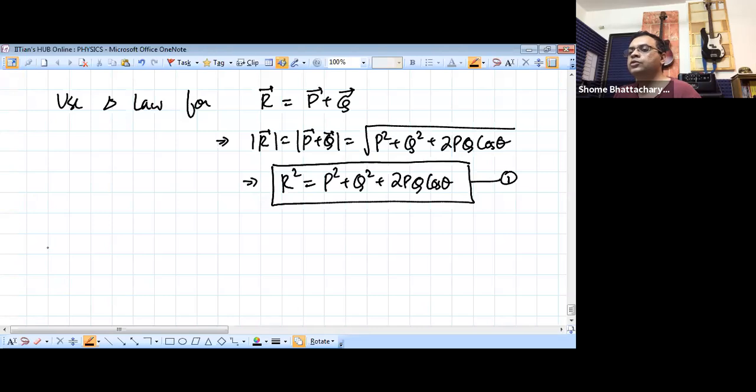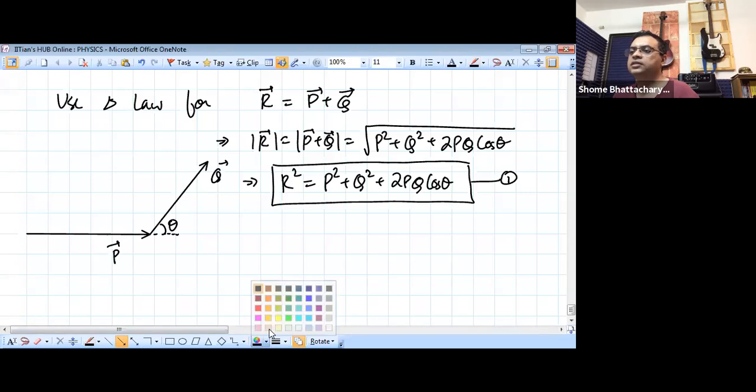Now we also want to use, so what is the corresponding triangle for this one? The corresponding triangle is this. If this was P, this vector is Q, and this angle here is theta. So this vector here is becoming R.